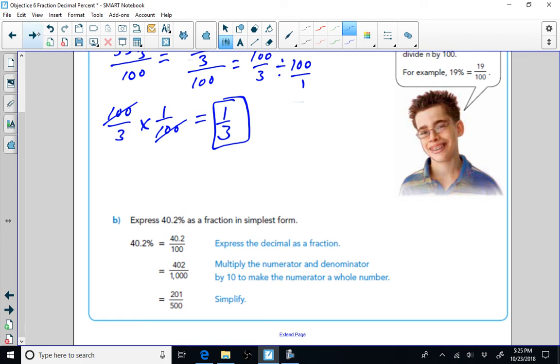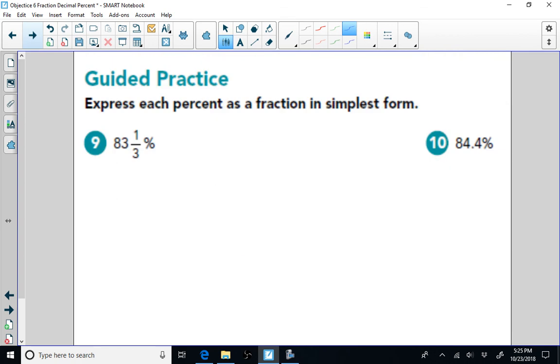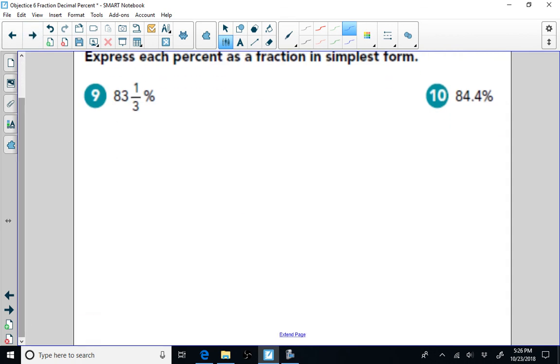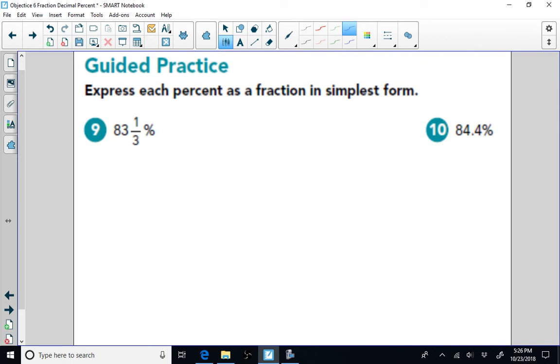Okay, let's take a look at a couple of these to finish up. We want to express each as a percent or as a fraction in simplest form. Step 1, write it as a fraction with a denominator of 100. So that's 83 1/3 over 100.